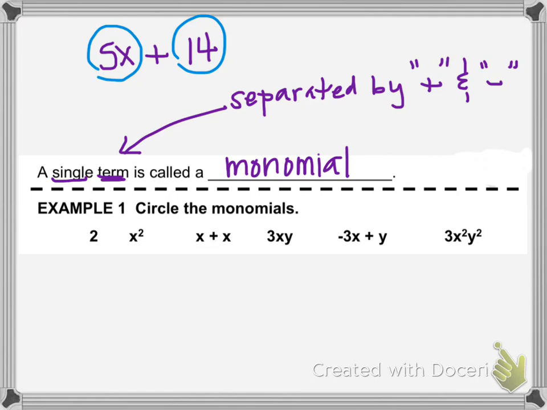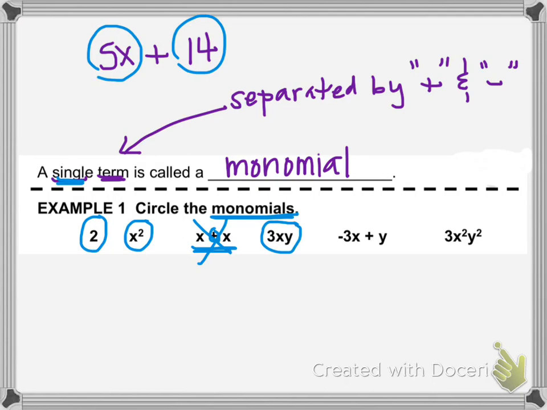So in this first example, it says to circle the monomials. Okay, remember a monomial is a single term. So 2, for example, is a monomial. X squared is a monomial. Now we haven't seen a lot of the exponents yet, but we will get into those during this semester. Now x plus x, because of that plus in the middle, this is actually 2 terms. So this is not a monomial. A monomial is just one or a single term.